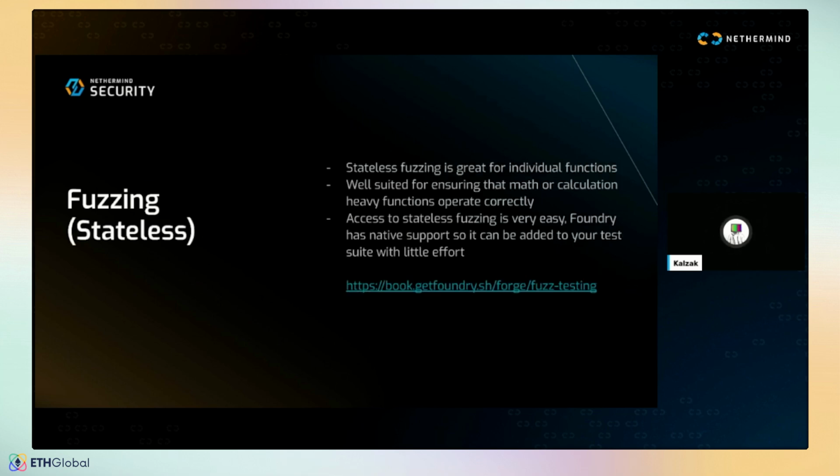So now we can jump into the particular versions. We'll start with stateless. Stateless fuzzing is fantastic for individual functions, right? So making sure that math or calculation-heavy functions work correctly. So you focus on a particular function, and it'll test random inputs to make sure it works correctly. Now this one, we've got it weighed reasonably well, but it is easier than stateful fuzzing, so we're taking that in mind. And you can actually add stateless fuzzing into Foundry very easily because it's natively supported. So we've got a little link down there, how you can add fuzzing into your standard test suite with very, very little effort.